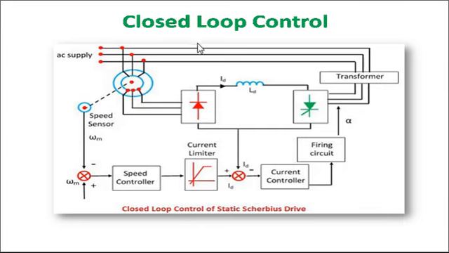So this is the complete closed loop control system. By controlling the alpha of the inverter circuit, we can simply control the speed of the induction motor. So in this way we can control the speed with the help of the static Scherbius drive.